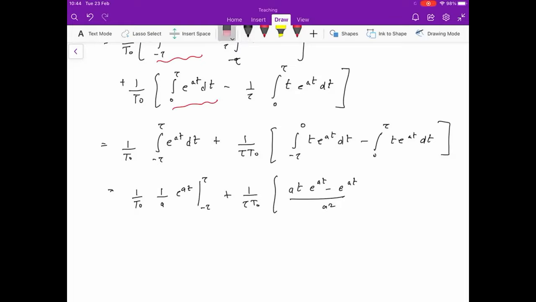I'm skipping a step here, it looks like. So it's at e to the minus at minus e to the at over a squared, evaluated at zero and minus tau, and or I should say minus, minus at e to the at minus e to the at over a squared, integrated at tau and zero, and that's inside that brace over here.